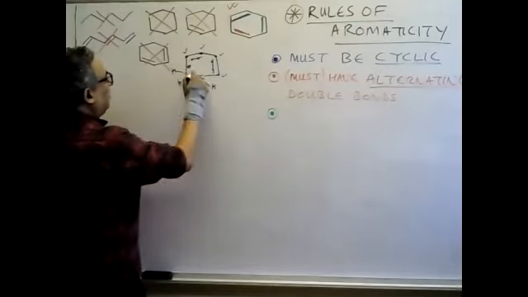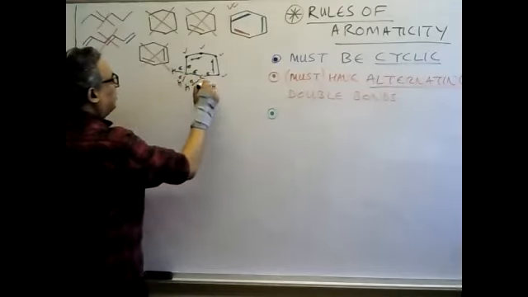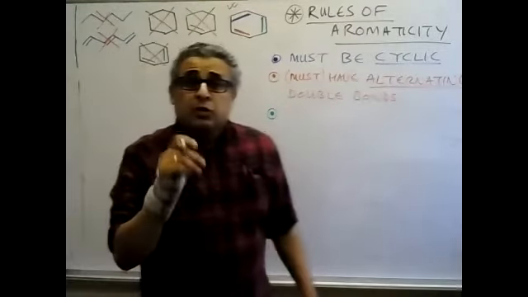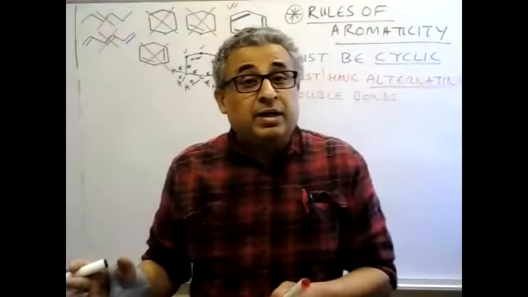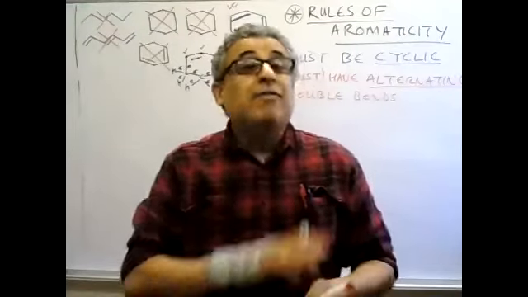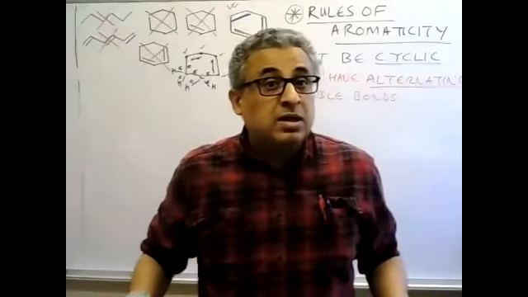That's a sigma bond, that's a sigma bond, that's a sigma bond, sigma bond, sigma bond. So around those two carbons at the bottom of that cyclohexadiene arrangement, those carbons have nothing but sigma bonds.